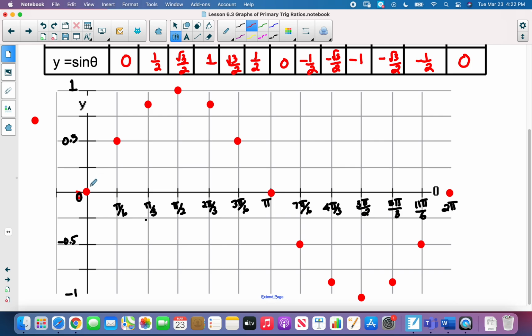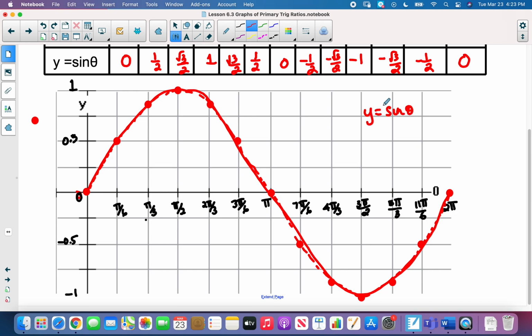You can take a pencil and draw a smooth curve to show one period of the sine function, where we wrote the angles in radians, and we went in increments of pi over 6 radians each time. Once you've done the dotted line, join them to get this smooth curve like that. And that is y equals sine theta. One cycle.